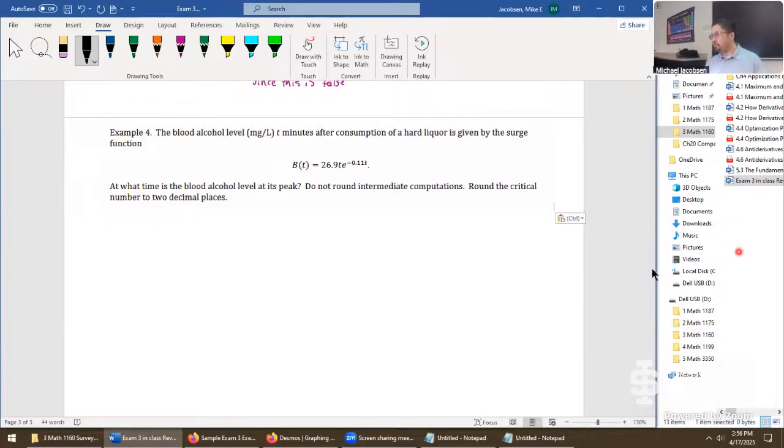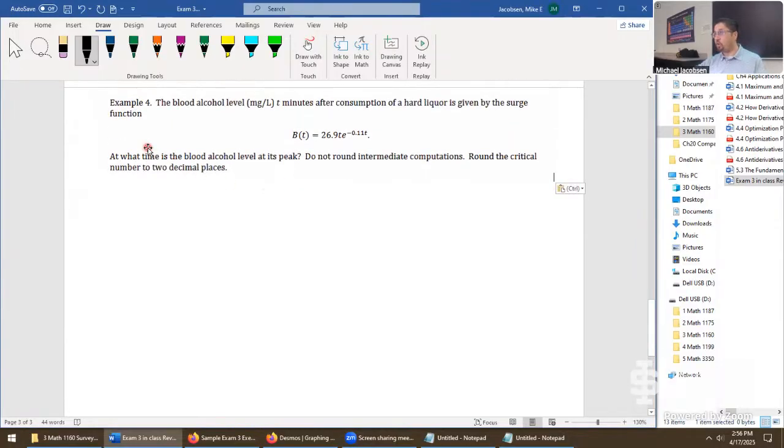So we're looking into blood alcohol levels 10 minutes after consumption of hard liquor. It's given by that particular function down there. And we want to know at what time is blood alcohol at its highest? When does it reach its peak? In other words, we're looking for the absolute maximum. And the further instructions would say, use the first derivative test.